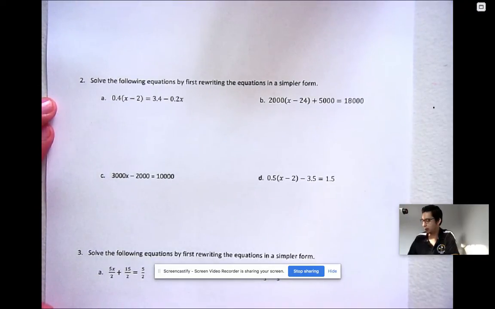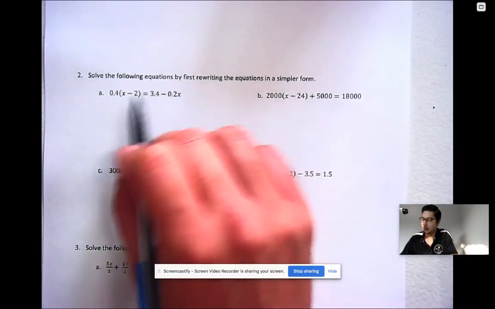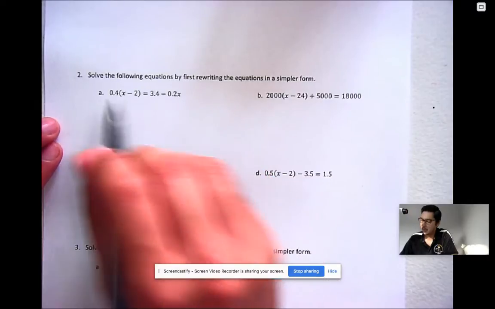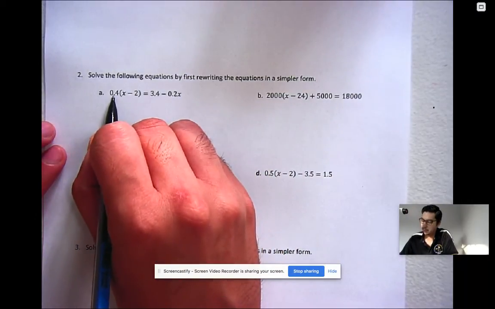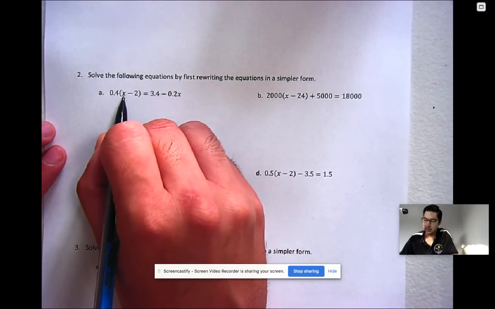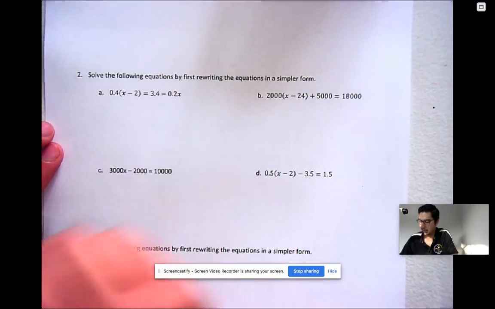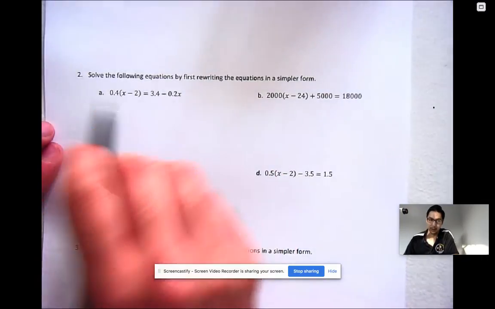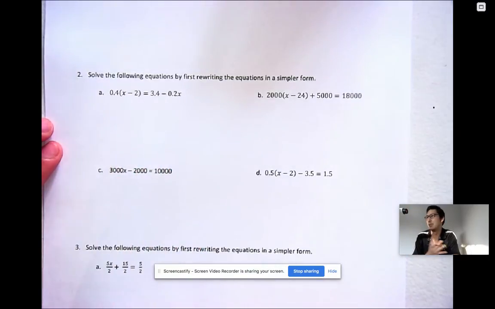So if you look at number two, it says solve for x by first rewriting the equations in a simple form. So solve the following equations by first rewriting. And then we're going to do A and B together. So A says 0.4 times x minus 2 is equal to 3.4 minus 0.2x. Now, don't get me wrong, you can solve this as is, but then you'd have to work with decimals, in which you might have to use a calculator, and there's easier ways.